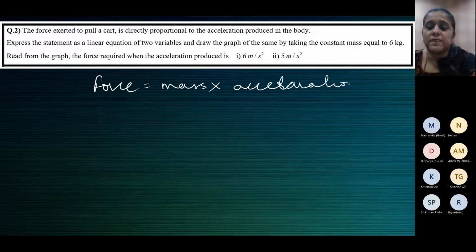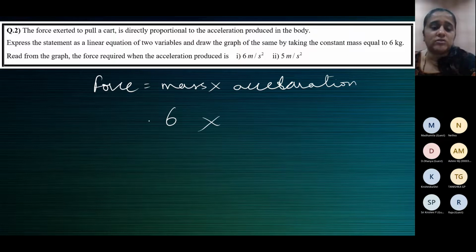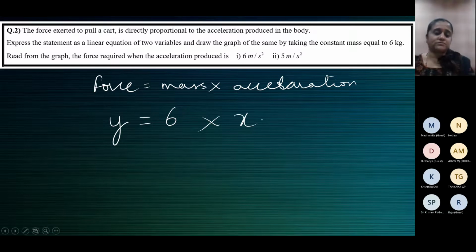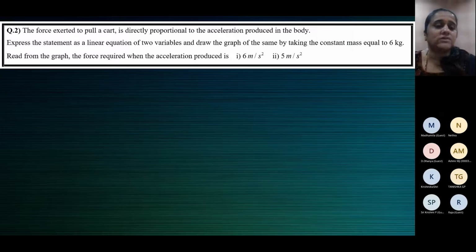Now let's take the force. Now they've given you the mass. Mass is given to be 6 kgs. You can see it in the question. So this is 6 into the other factors, which are not given. So let's take the force as y and the acceleration as x. First write the formula. Okay, let me read the information given.